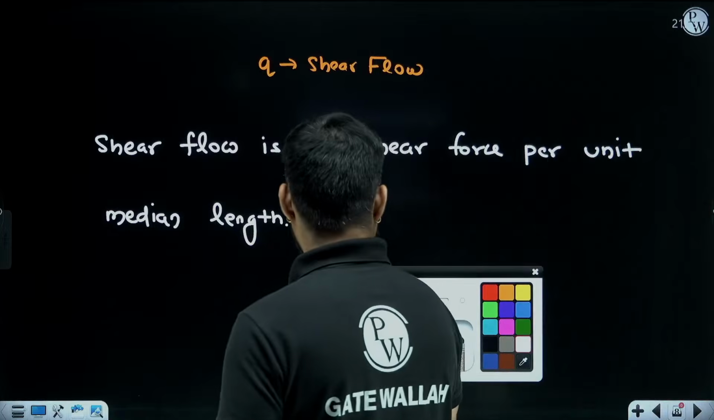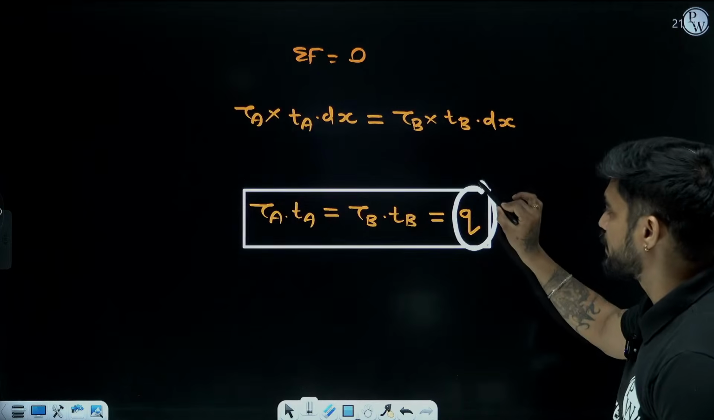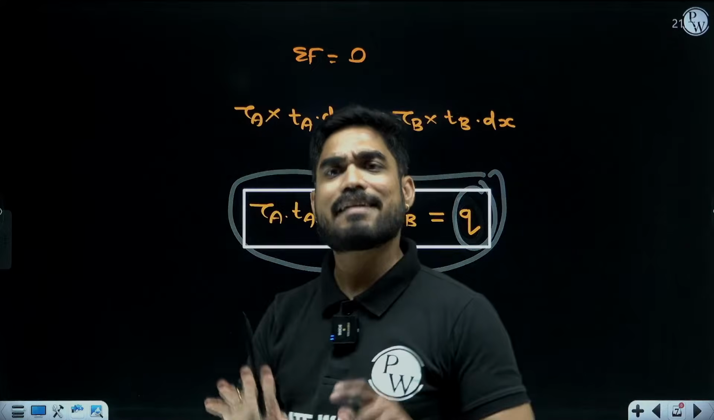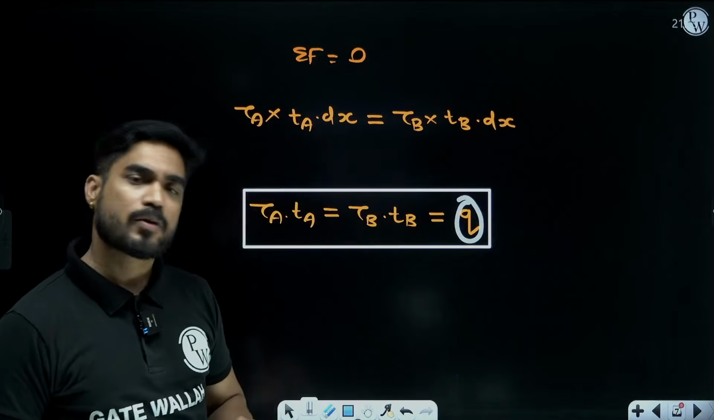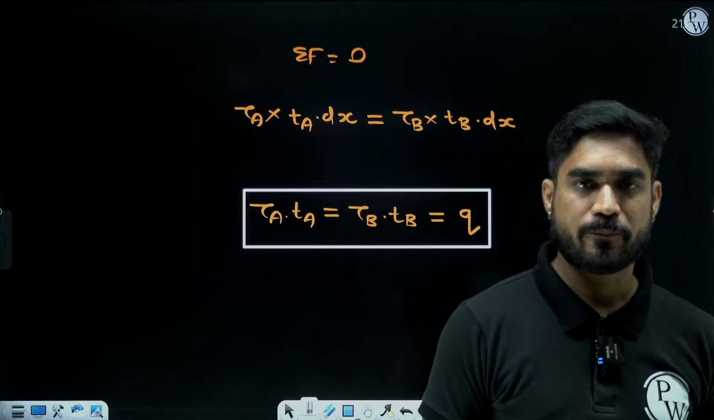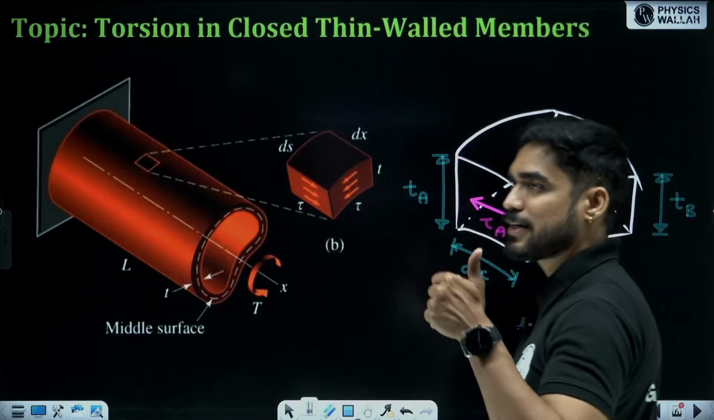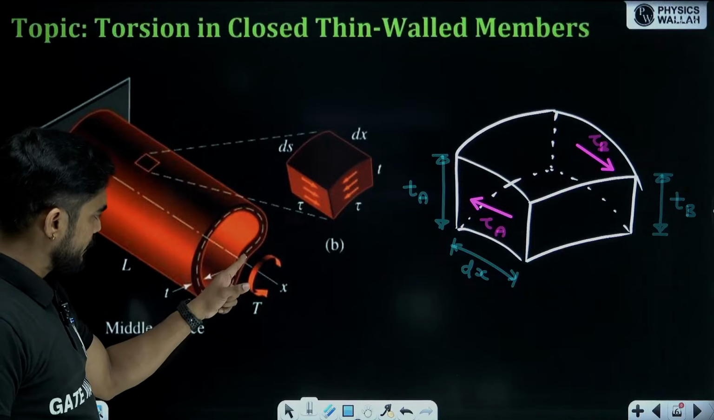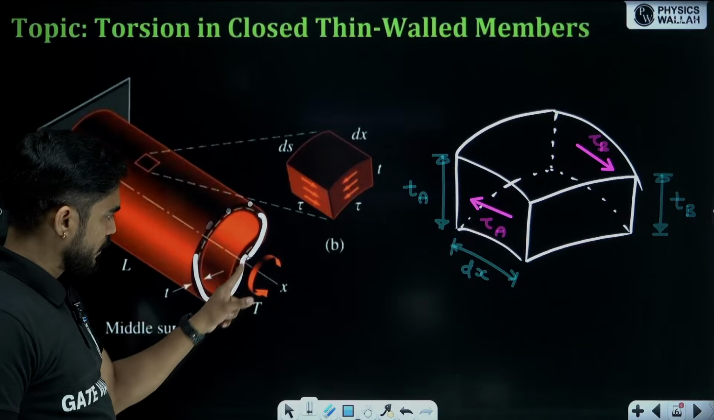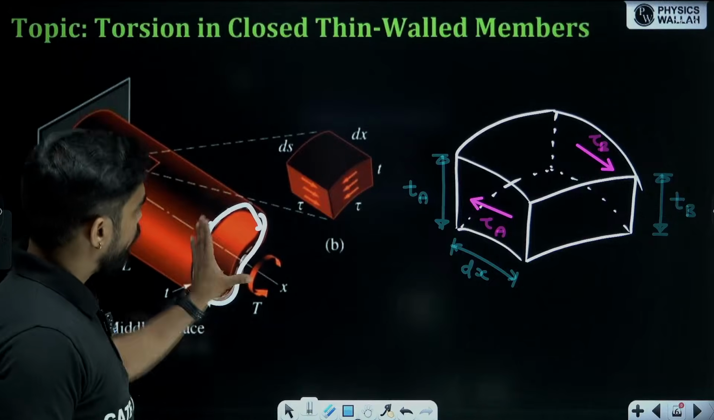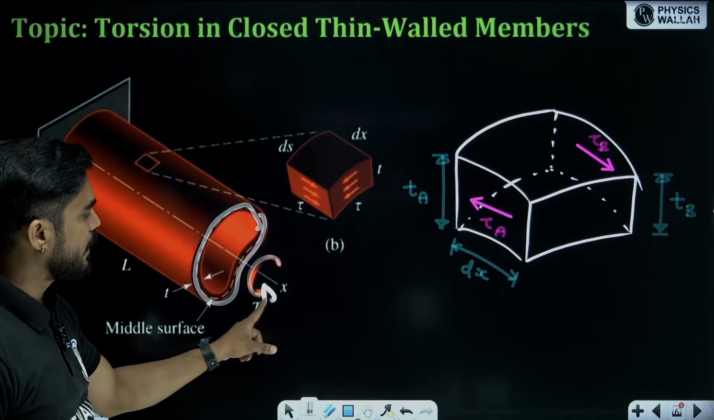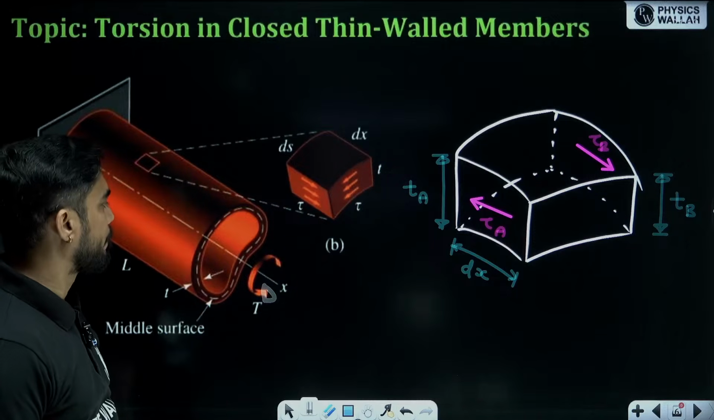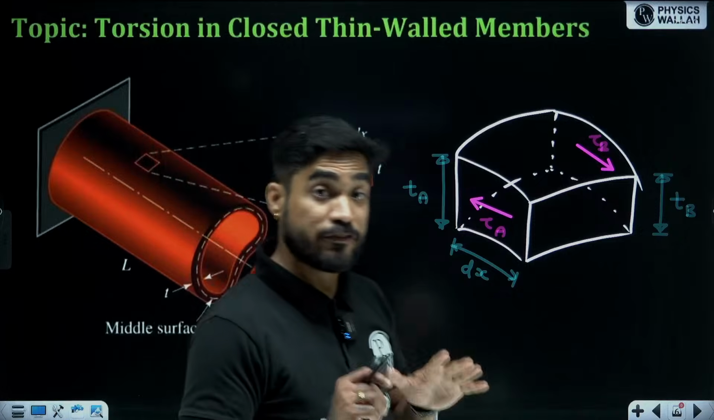Now, remember this equation, tau into thickness is equal to this Q, because the entire derivation will be in terms of this Q. Now we have to derive two things here. We have to derive the equation of shear stress tau and the angle of twist theta. What will be the shear stress developed at different points of this cross section, and what will be the angle of twist? If you apply a torsional moment here, how much angle it will be twisted by? So let's first derive the equation of tau.